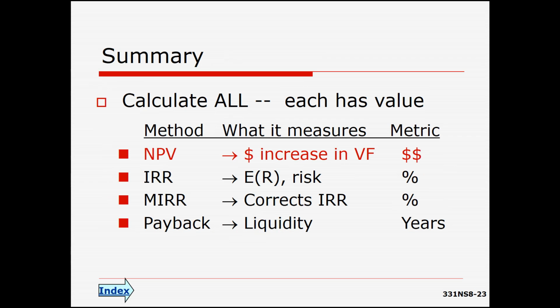In summary, with today's computing power, it's easy to calculate all the metrics. While NPV is the dominant one, each does provide valuable information. NPV is a dollar value and indicates the expected increase in the value of the firm. IRR is a percentage and does give some indication of risk. MIRR is a percentage and corrects problems with the internal rate of return. And payback and discounted payback are in years, and they give you some indication of liquidity. This ends Part 8.